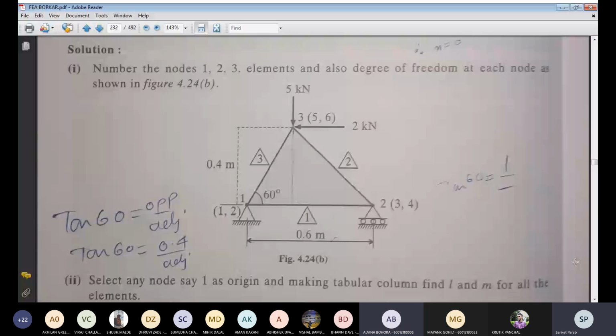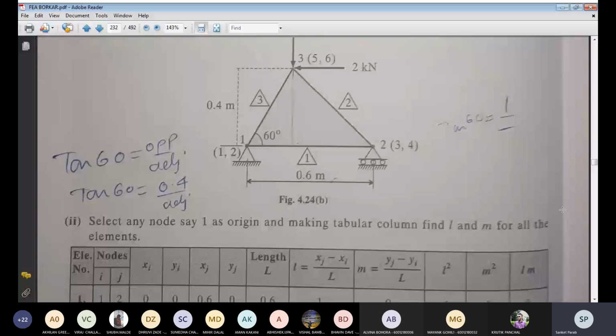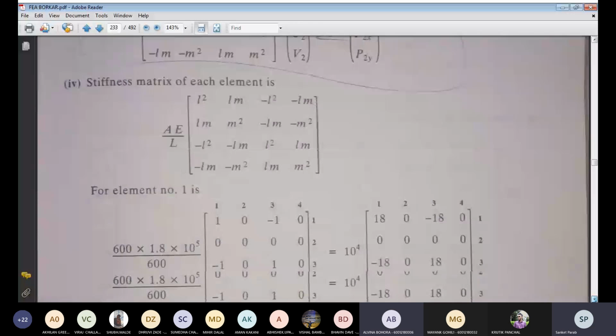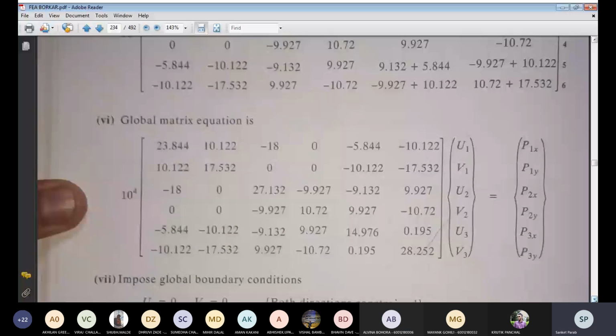This we had done together. For this we had found out the global matrix equation also. So only till the global matrix equation was done. And then I told you that you can go ahead with applying the boundary conditions. You didn't find it out by applying boundary conditions.